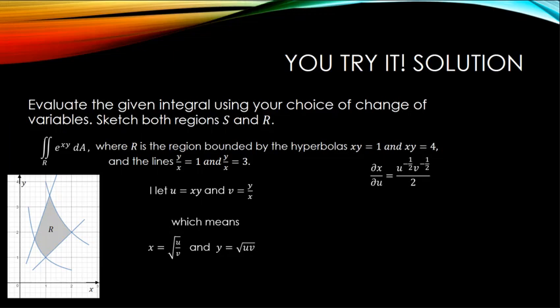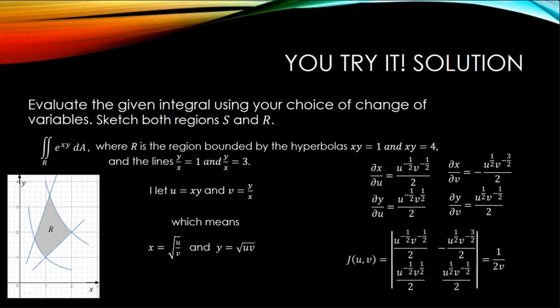The partial of x with respect to u becomes u to the -1/2 v to the -1/2 divided by 2. The partial of x with respect to v gives me negative u to the 1/2 v to the -3/2 over 2. The partial of y with respect to u gives me u to the -1/2 v to the 1/2 over 2. And the partial of y with respect to v gives me u to the 1/2 v to the -1/2 divided by 2. My Jacobian, when I compute the determinant of my 2 by 2 matrix, gives me 1 over 2v.